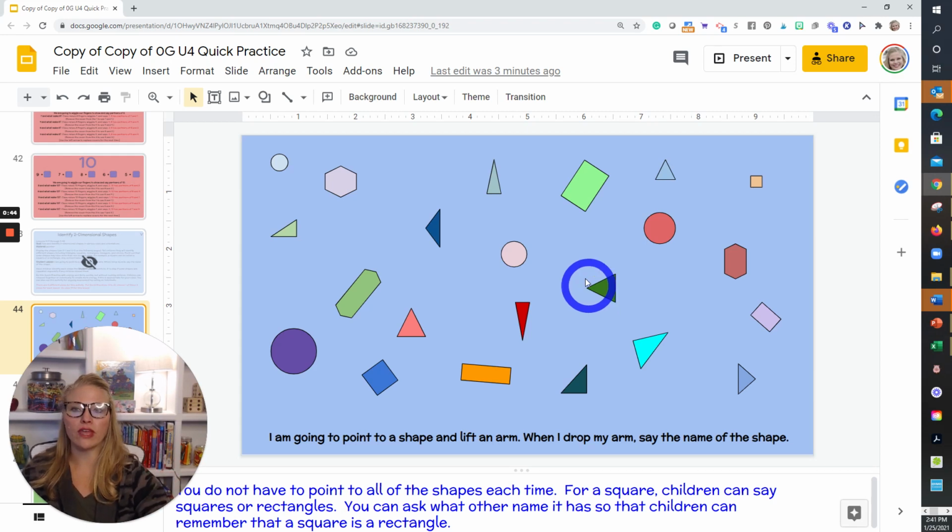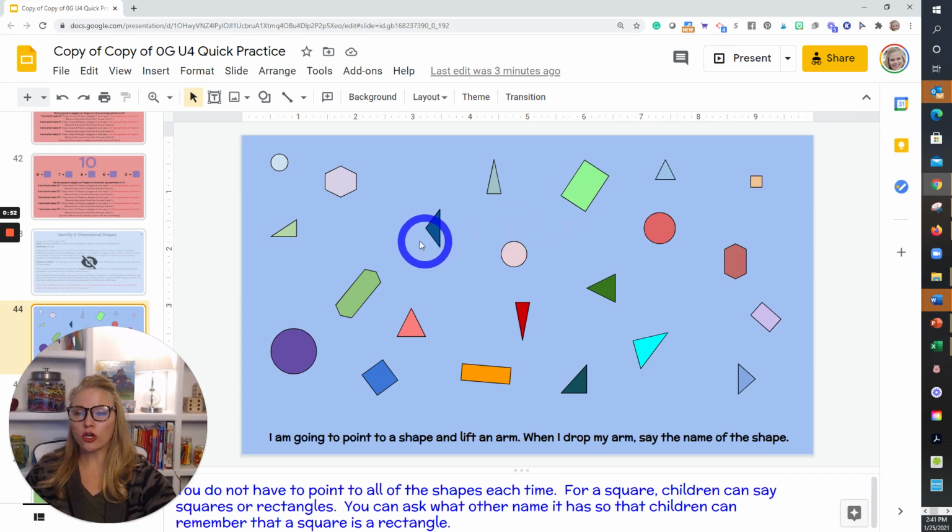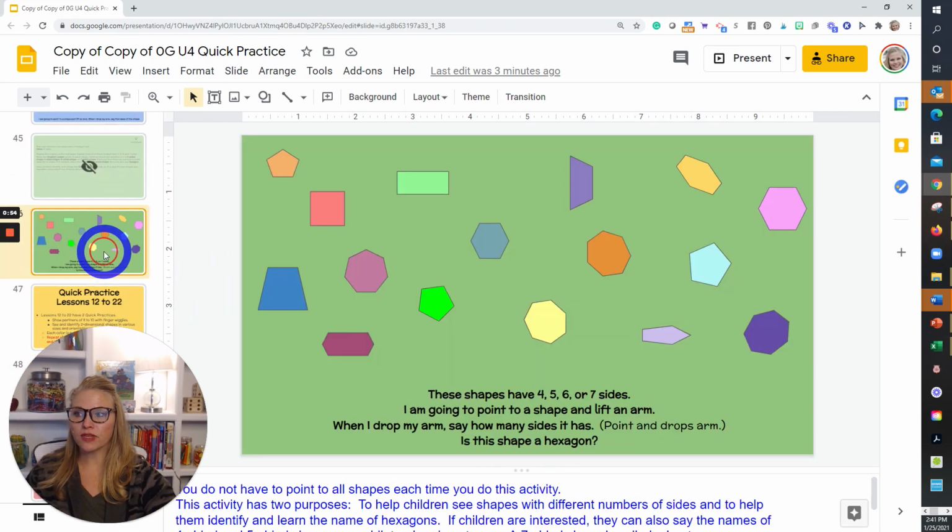Okay, someone tell me how they knew that this one was a rectangle. And you don't do that for everyone. You'll never finish in time. But stopping to have a conversation about the attributes of one of the shapes could be a good add-on for your students. Then we're going to ask students, how many sides does a hexagon have? And students are going to say 6 sides.